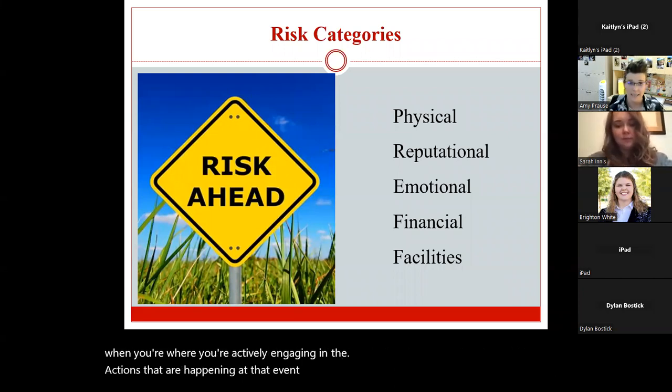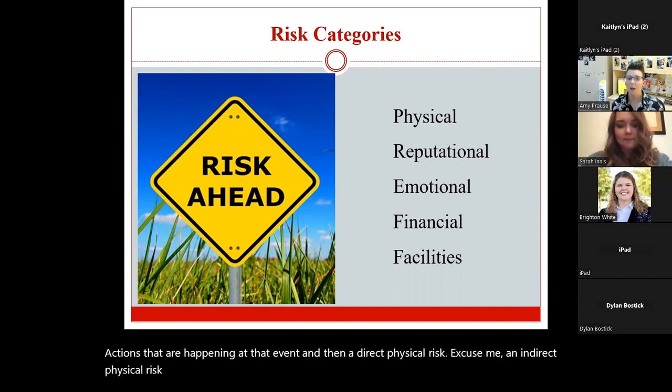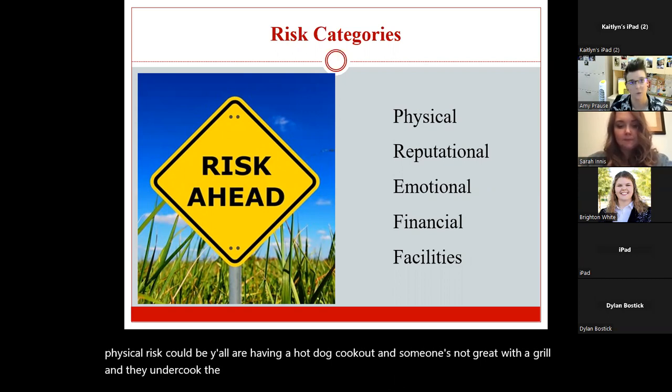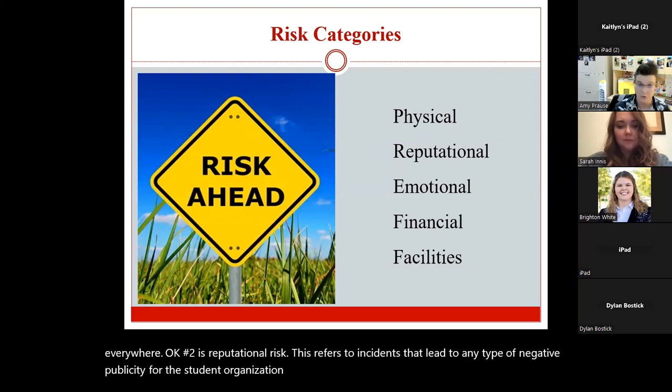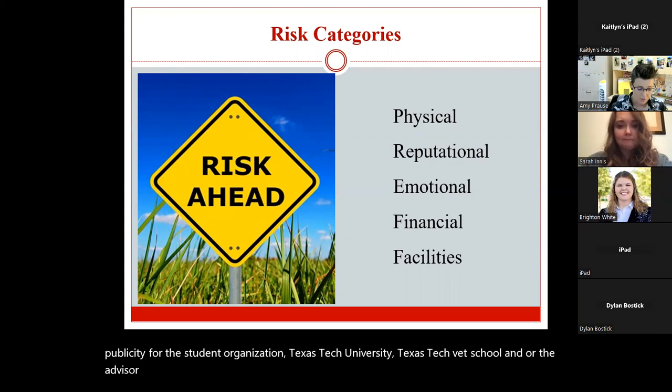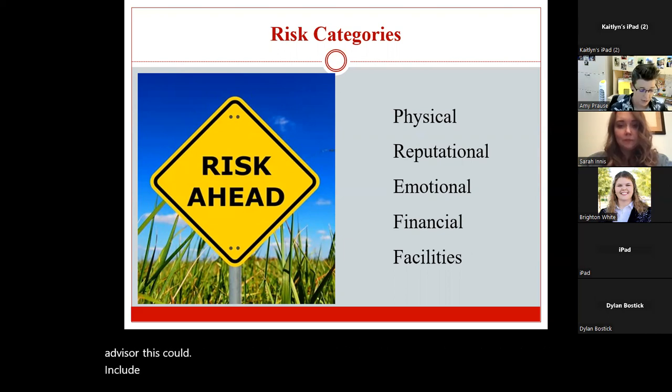An indirect physical risk could be, y'all are having a hot dog cookout and someone's not great with a grill, and they undercook the hot dogs, and then someone gets food poisoning and is throwing up everywhere. Number 2 is reputational risk. This refers to incidents that lead to any type of negative publicity for the student organization, Texas Tech University, Texas Tech Vet School, and/or the advisor. This could include defamation, and it's the hardest type of risk to repair.